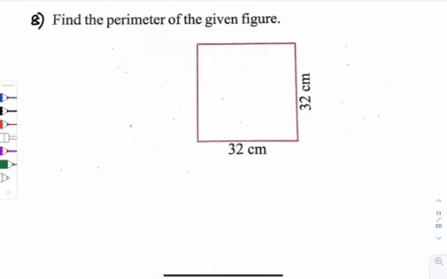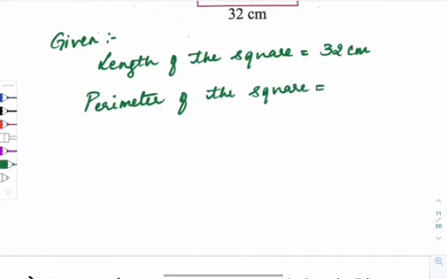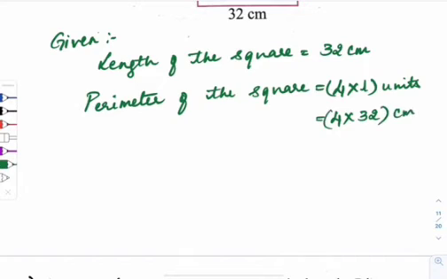Now moving on to a similar one. Here's a figure which is a square with sides 32 centimeters each. So the given is length of the square is 32 centimeters. Then we need to find the perimeter of the square. So perimeter of the square is equal to 4 into L units. Because it's a square, all sides are equal. So 4 into L is nothing but 32, and the unit used here is centimeters. So 4 into 32 is 128 centimeters. So the perimeter of the square, which has the length as 32 centimeters, is equal to 128 centimeters.